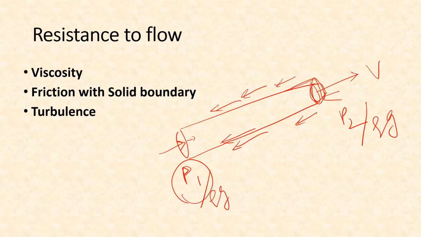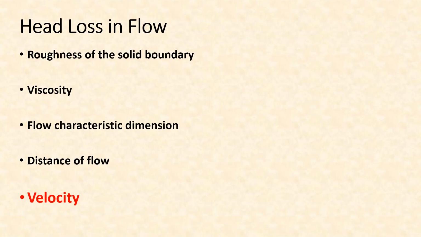So every unit length, as the flow takes place, some energy will be lost. How is it lost? It is lost in the form of heat or vibration or sound, and that's what we call the head loss. Now, the head loss in flow is governed by these factors generally. That is the roughness of the solid boundary.